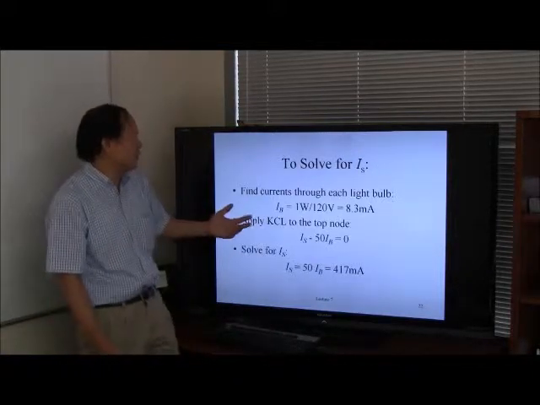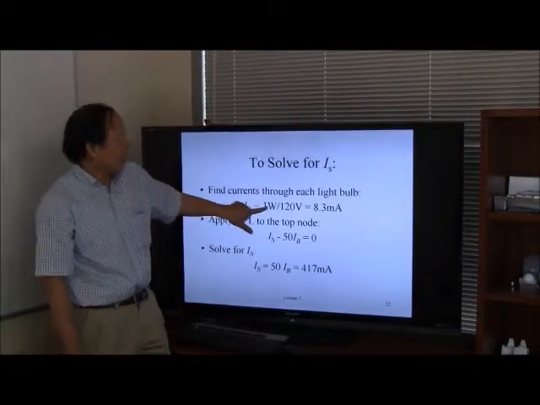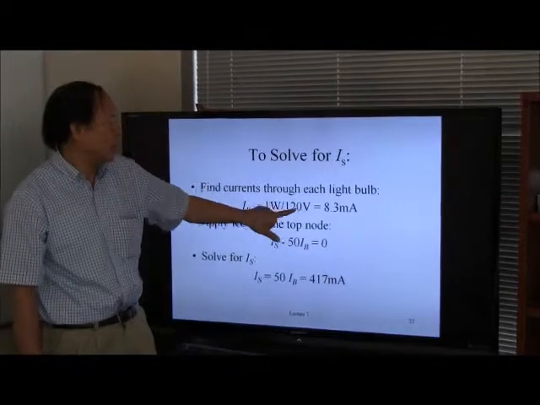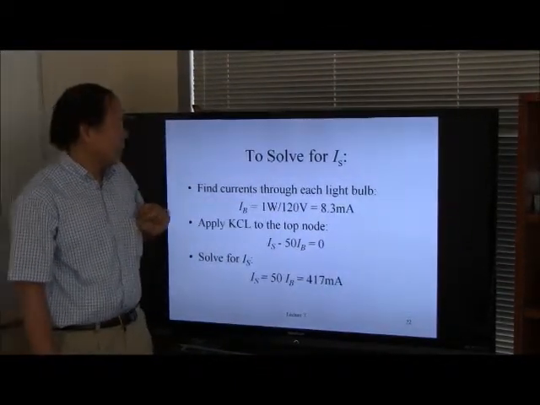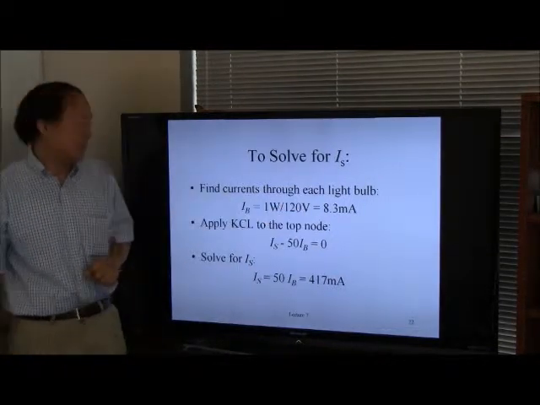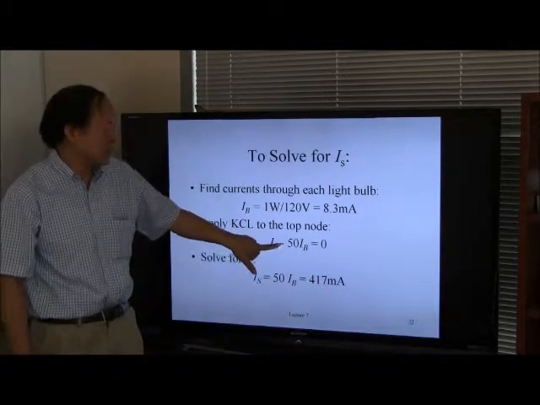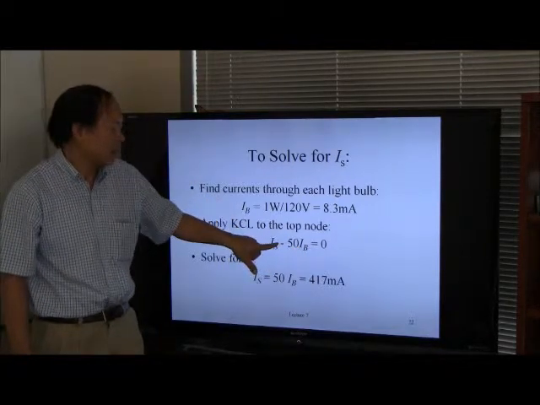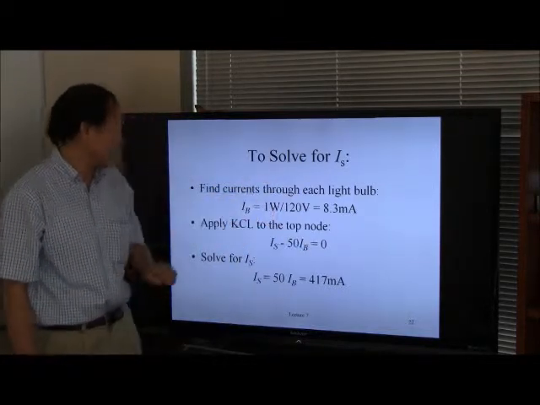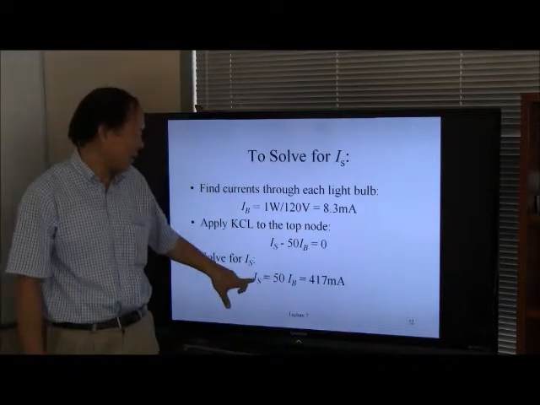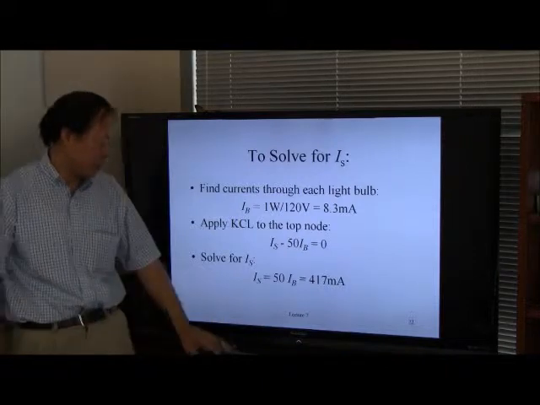To solve for IS, one way is to say that the current through each light bulb, IB, is equal to 1 watt divided by 120 volts, and that's simply P equal to IB. Therefore each of those is 8.3 milliamperes. If you apply KCL to the top node, what goes in is IS, and what goes out is 50 IB, and the minus is simply because the current IB is leaving the node, and that's equal to 0. You solve for IS, and you get IS equal to 50 IB, equal to 417 milliamperes.